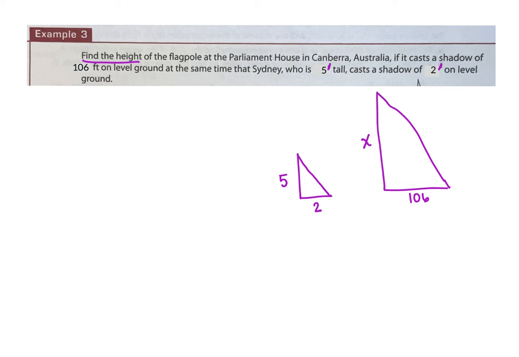I should have something like, and you can do 5 over 2 and x over 106, or you can say 2 over 106 and 5 over x. Either ratio is fine. 2 over 106 equals 5 over x. Now, my point here is that if I put 2 on top and 106 on bottom, then the 5 must be on top and the x must be on bottom, all right? Whatever order you start with, you have to do that the whole time.